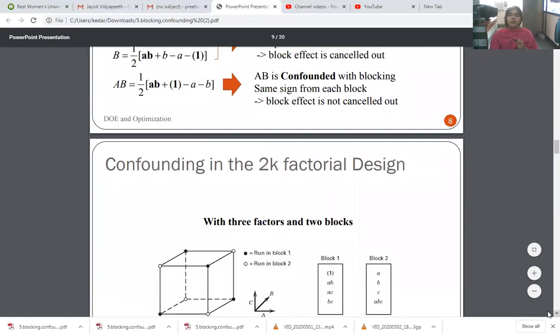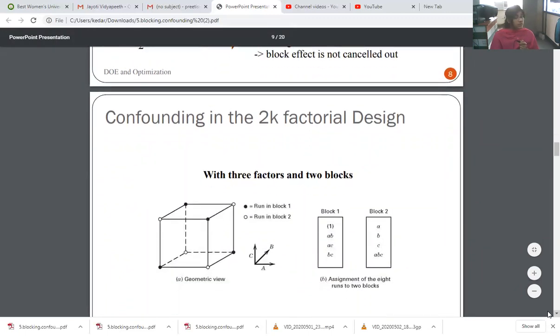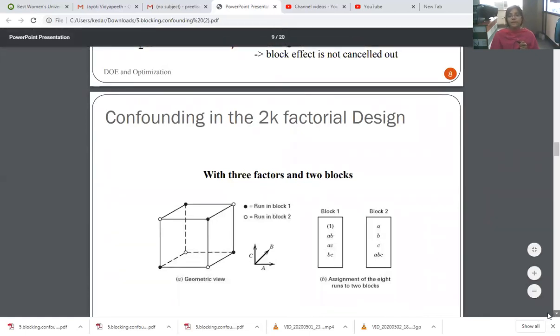Now we come to confounding in the 2^k factorial design with 3 factors and 2 blocks. First one is block 1: AB, AC, BC, ABC. Assignment of the 8 runs to blocks.